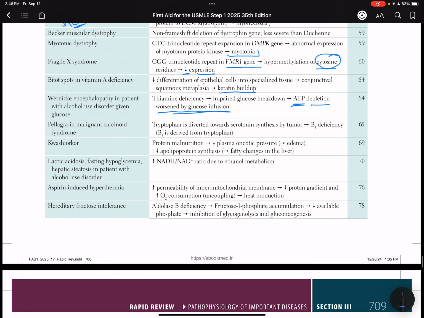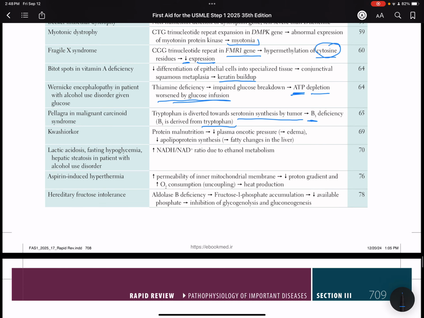Next, pellagra in malignant carcinoid syndrome. Tryptophan is diverted towards serotonin synthesis by the tumor, causing B3 deficiency. B3 is derived from tryptophan. What is Kwashiorkor? Kwashiorkor is protein malnutrition, decreased plasma oncotic pressure. This leads to edema, decreased apolipoprotein synthesis, which leads to fatty changes in the liver.